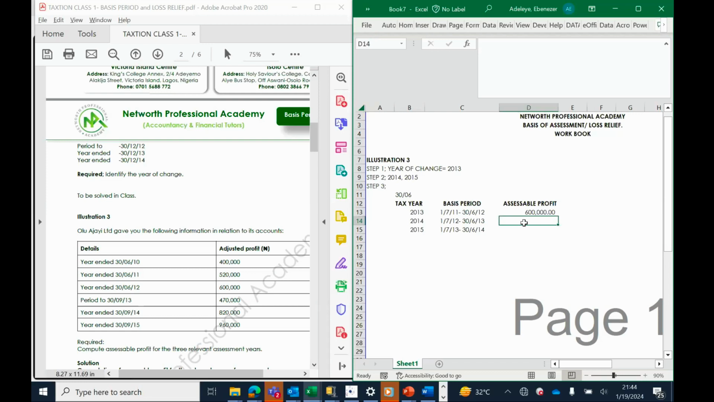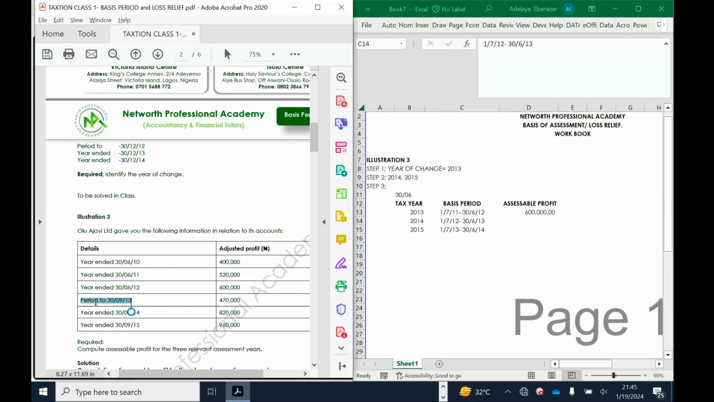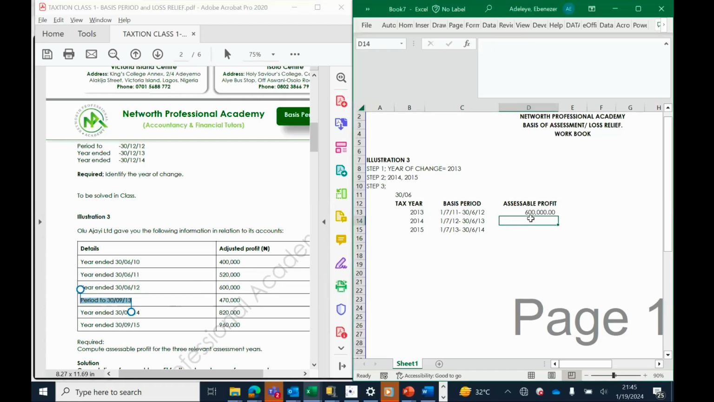When we are done with this, I'll take it again, just for you to be clear. So we are saying that the basis period that we are looking for is a 12-month period. But because there's a change, the next year end is a 15-month period. So we have to prorate to be able to get our 12-month period, which started a day after this and ended within this: 470 divided by 15, multiplied by 12.